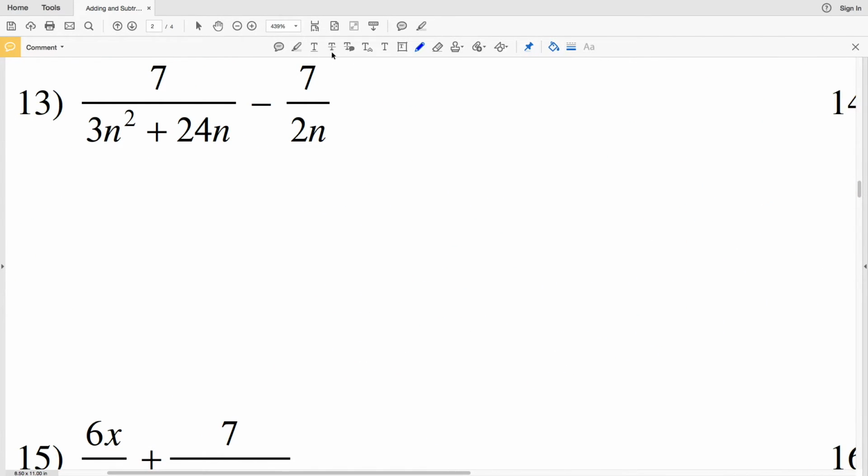In number 13, I'll simplify at the start. So I'll have 7 over, pulling out a 3n from each of these terms. That'll be n plus 8, because 3n times n is 3n squared, and 3n times 8 is 24n. And from this first rational, I'll be subtracting 7 over 2n.